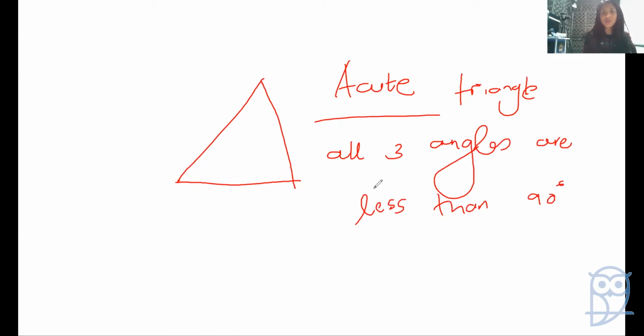In an acute triangle, all three angles are less than 90 degrees. Then we have something called the 90-degree angle. What do we know about a 90-degree angle? A right angle triangle is a triangle that has a 90-degree angle in it, and we can identify that by the square that we see inside the triangle. So we know one angle of a right angle triangle is a 90-degree angle.